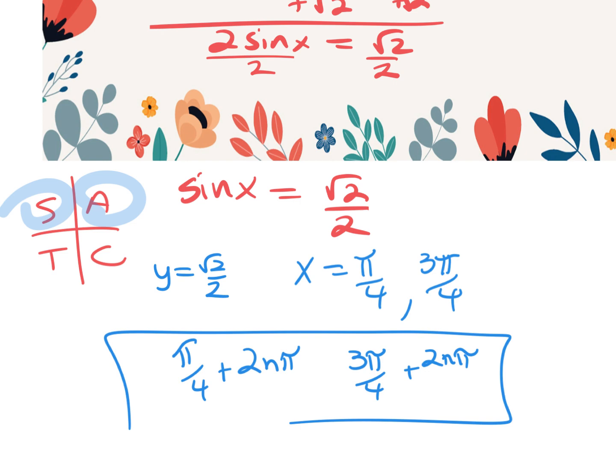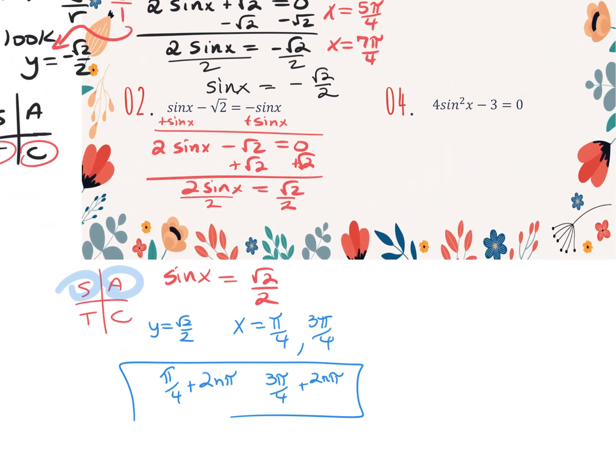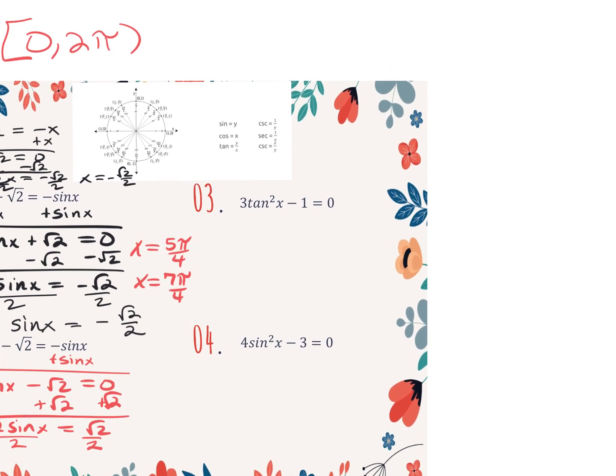Let's do number 3. Let's do tangent. Now, if you recall on the previous slide for tangent, we're only going to be looking in quadrants 1 and 2 because for tangent, it's only going to be from 0 to pi. Because remember, we just graphed tangent, and remember the normal period length for tangent is only pi, it's not 2 pi. So we're only going to be looking in quadrants 1 and 2 when we're solving a tangent equation.